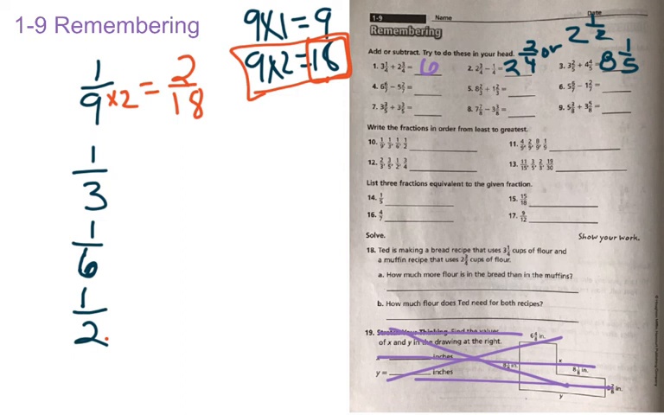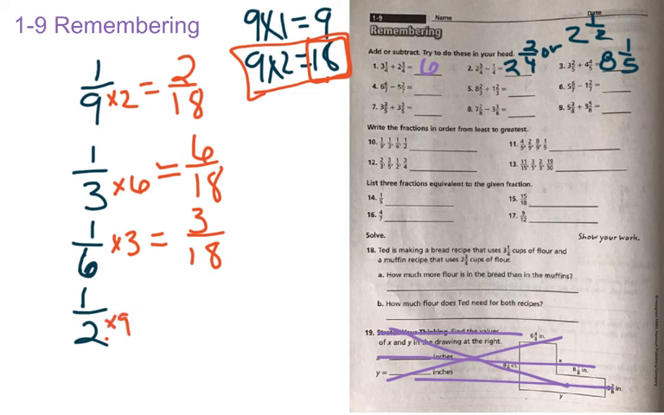I know that 6 times 3 is equal to 18. So this is going to equal 6/18. I know that 6 times 3 is equal to 18, and so I'm going to have 3/18. And I know that 2 times 9 is equal to 18, and I'm going to have 9/18.